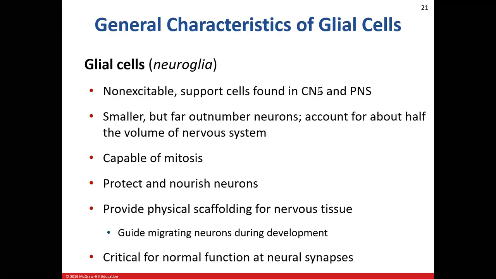They basically provide the physical scaffolding for nervous tissue. They provide support and allow the neurons to perform their functions, but they also help to guide and migrate the neurons during development to put them in the position that they are designed for. And our glial cells are critical for normal function at the neural synapses.